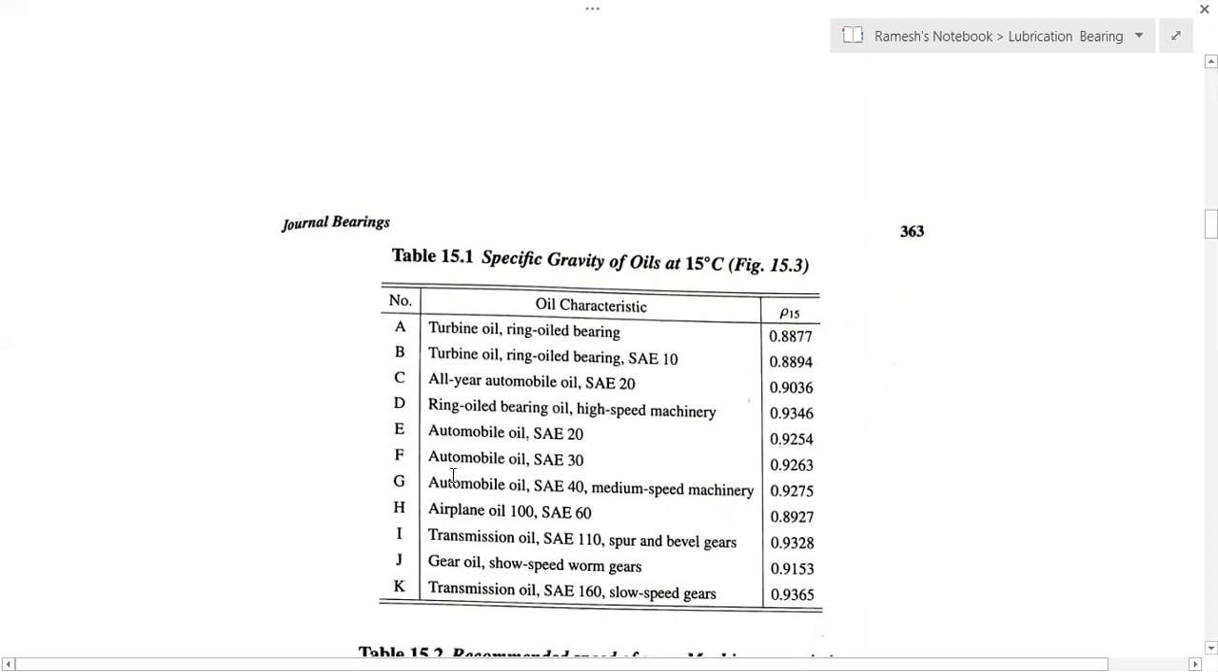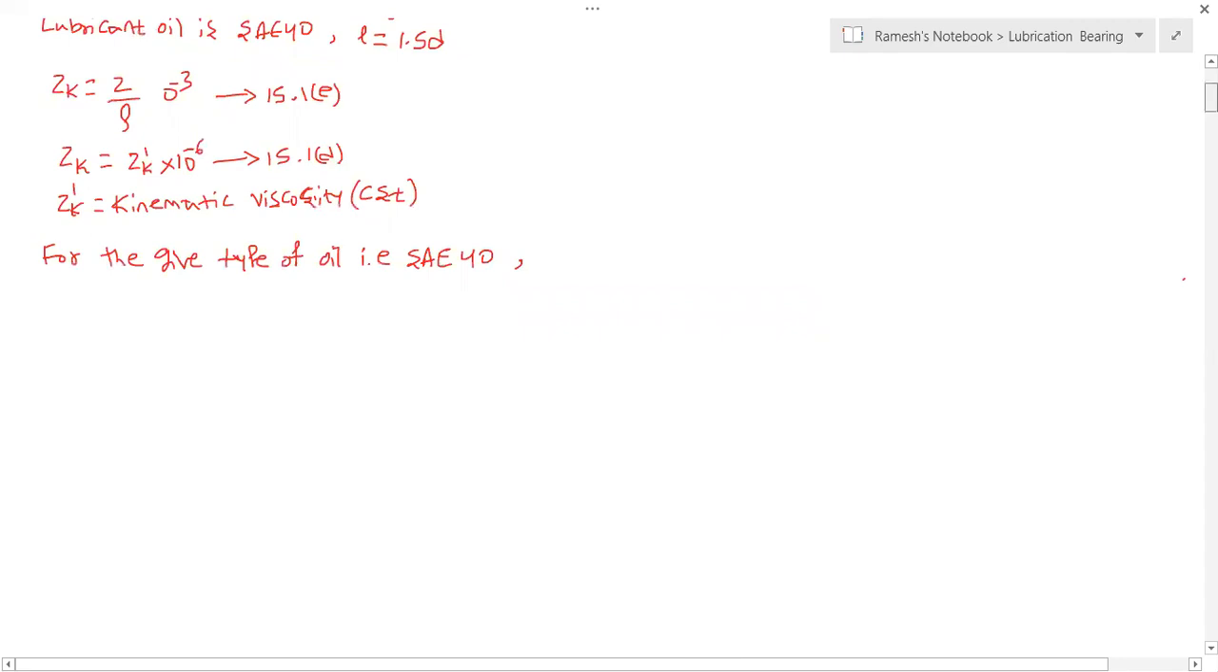The given oil is an automobile oil, that is SAE 40. SAE 40 means you have to refer to the number as G, and the specific gravity for that SAE 40 is 0.9275. That is the specific gravity of the SAE oil. I will note that down.